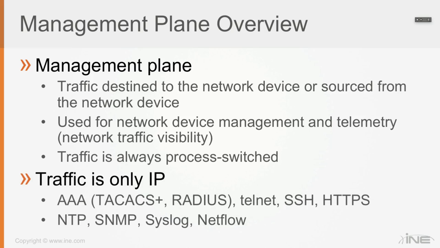And this traffic is only IP, because nowadays we run pretty much only IP in our networks. Of course, we can also run non-IP traffic, but in general, if you want to manage a network device, you're going to do that via IP. So AAA via TACACS or RADIUS, Telnet, SSH, and HTTPS are going to be for device management, and NTP, SNMP, Syslog, and NetFlow are going to be for network visibility or telemetry functions of the network devices in general. And of course, we're going to speak about all of those, why you use them, how they work, and how we protect those protocols.